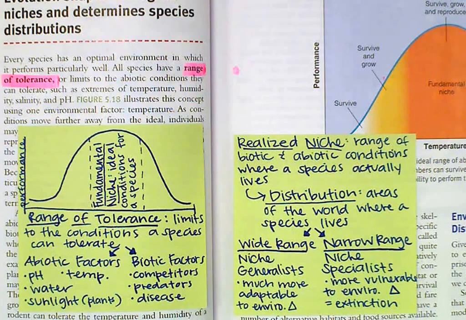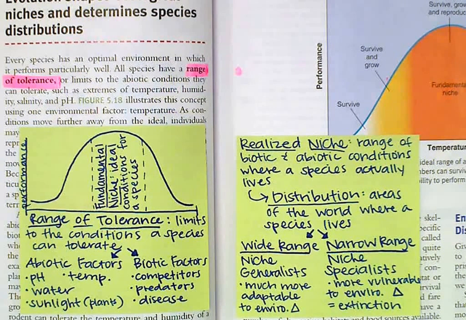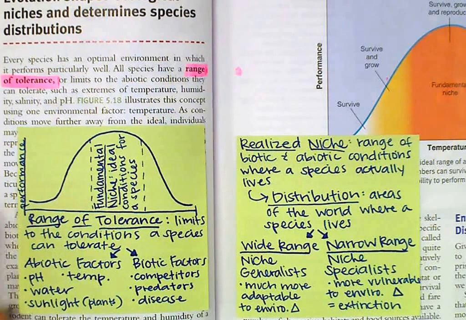Okay, and if you're a plant, you're going to need sunlight, of course. Biotic factors might be competitors, predators, or disease. Those things might influence your range of tolerance. Okay, now I drew this graph.